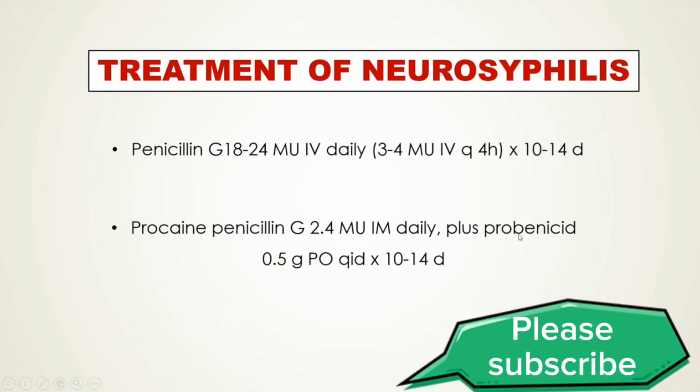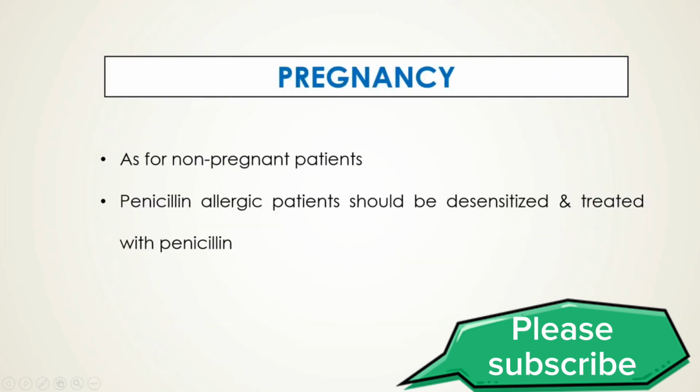Probenecid blocks the renal excretion of penicillin and keeps the levels of penicillin high enough. But getting injections once a day for 10 to 14 days is very problematic and so painful for patients. Alternatively, we can also use a drug called ceftriaxone 2 grams intramuscularly or intravenously daily for 14 days. Pregnant patients with neurosyphilis should be treated as non-pregnant patients. And let's assume, for example, they are allergic to penicillin. They still need to take high dose IV penicillin and they can't take doxycycline. So the treatment would involve desensitizing these pregnant patients to penicillin so that you can use penicillin in them.